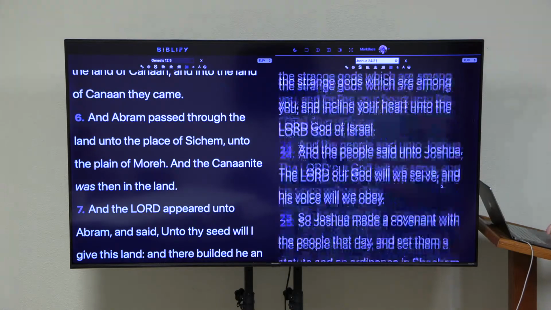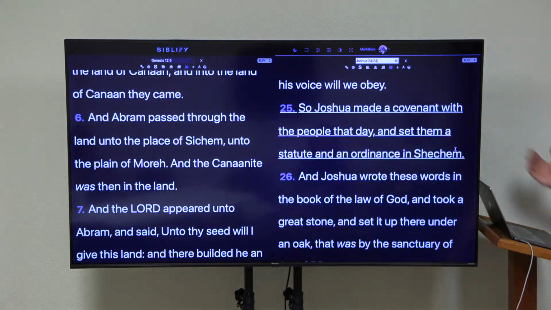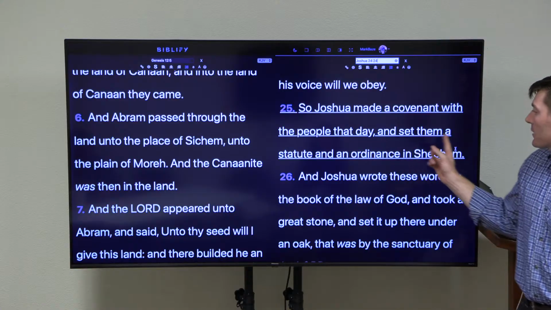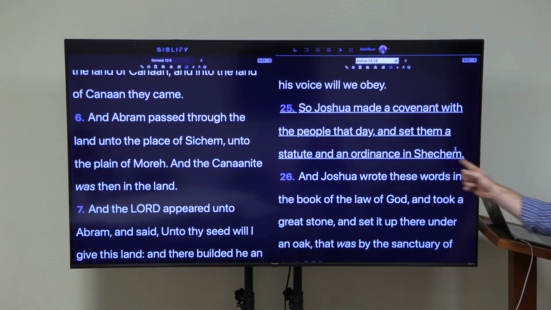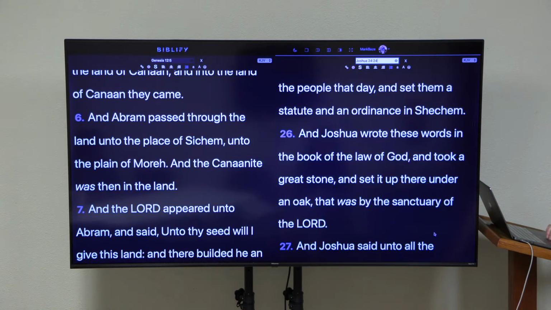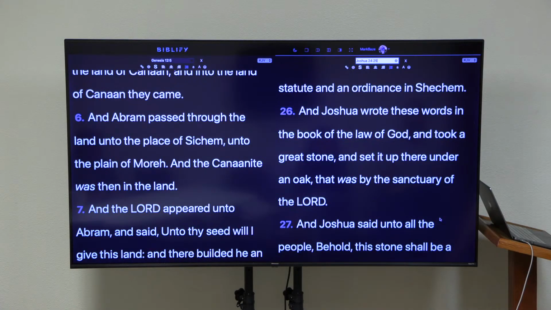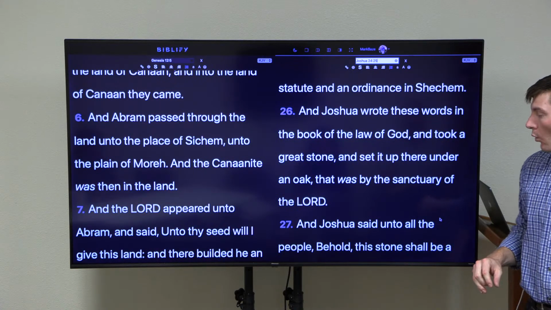And what ends up happening is Joshua made a covenant with the people that day and set them a statute and an ordinance in Shechem. And Joshua wrote these words in the book of the law of God and took a great stone and set it up there under an oak that was by the sanctuary of the Lord.